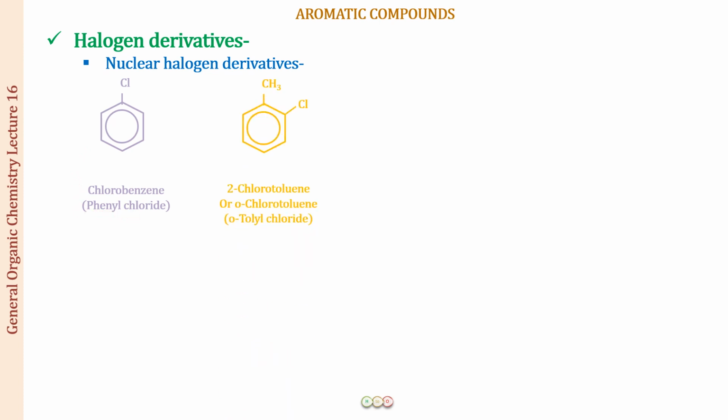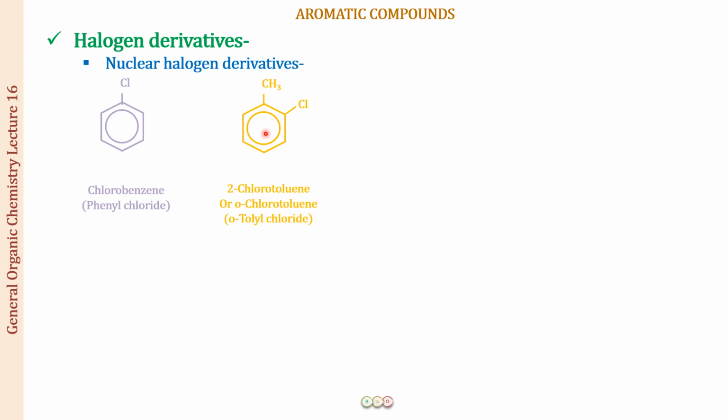Next, let us see one more structure. This is a di-substituted product, with a CH3 group and a Cl group. If you give the IUPAC name, the base is going to be benzene, right? At position number 1 and 2, we have CH3 and chloro. Alphabetically, C is going to come before the M of the methyl group, right? So 1-chloro-2-methylbenzene is going to be the IUPAC name.